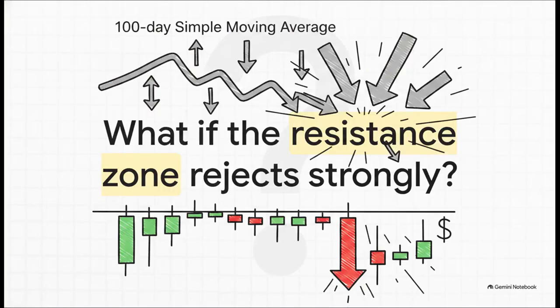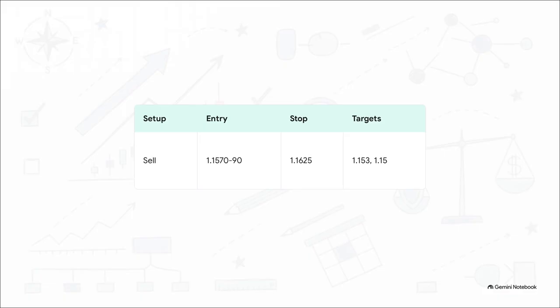We know the EURUSD is mildly bullish, right? But what if it hits that 100-day simple moving average in the 1.1565 to 1.1600 zone and the sellers just completely overwhelm the buyers? What if that line in the sand rejects strongly? Well, if that happens, here's exactly how we capitalize on that rejection.